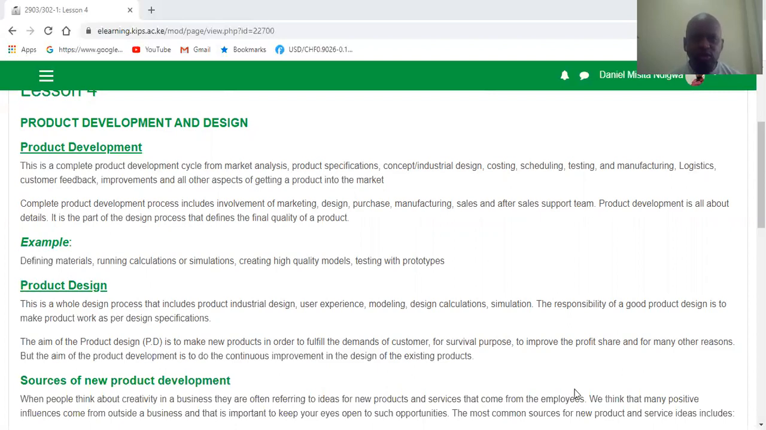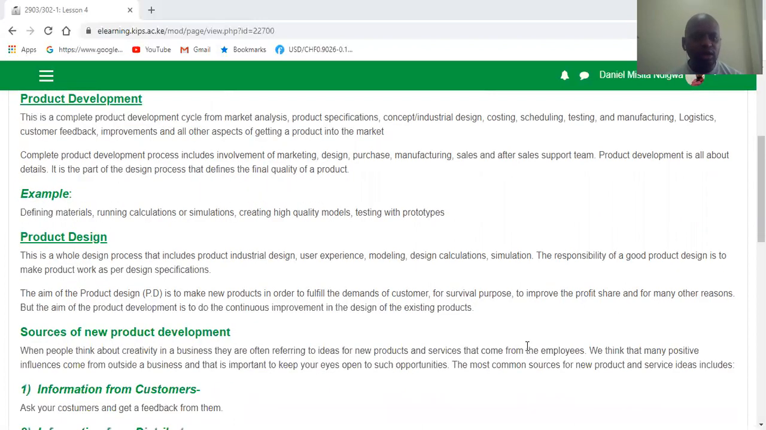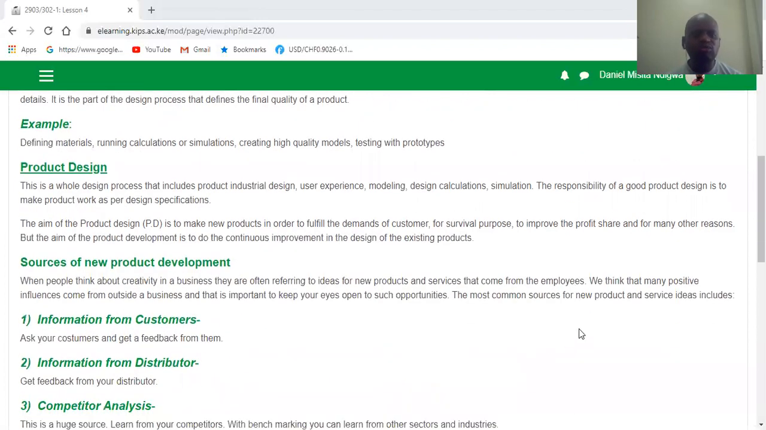So what are some of the sources of new product development? One of the sources is information from customers. You can get information from already existing customers or from new customers. This information will form a basis for you either coming out with a new product to satisfy that demand or improving your already existing product.